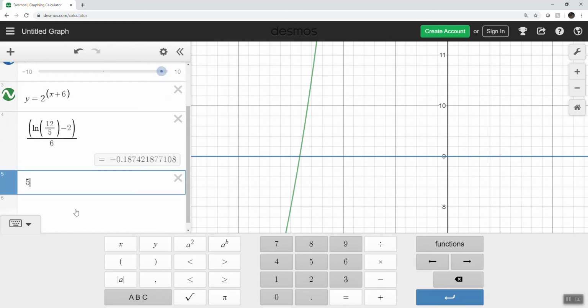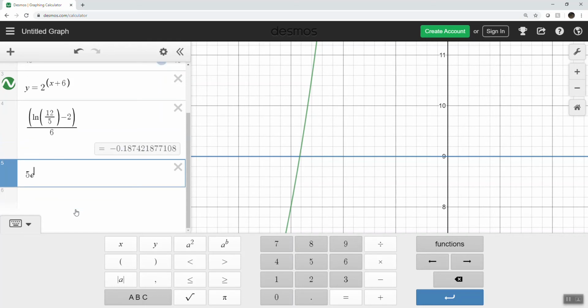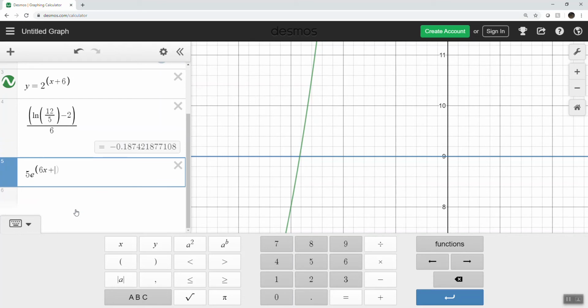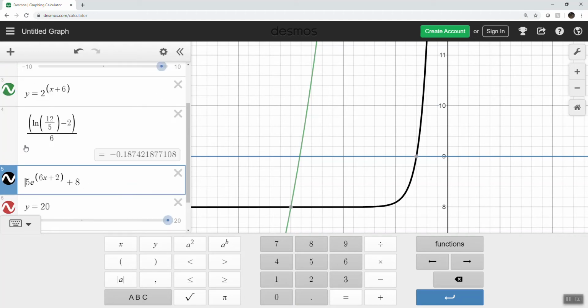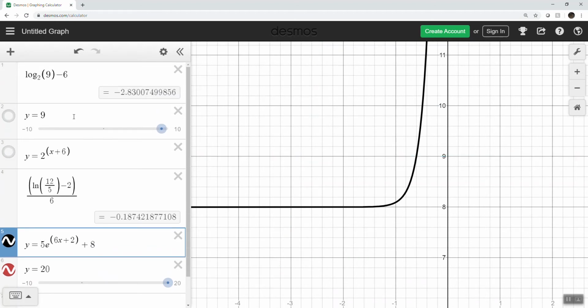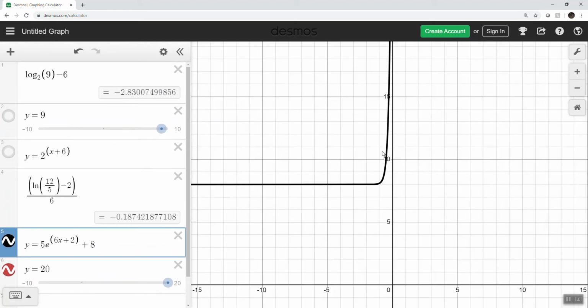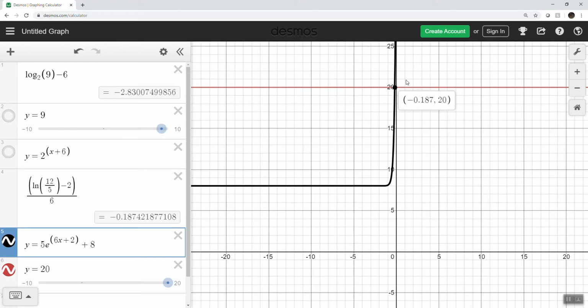Let's do a graphical method again. So I'll type in the left side, e raised to the 6x, plus 2, and that is equal to, I don't want to do that. Sorry, it was supposed to be plus 8, and then that's equal to y equals 20. I should have put a y equals over here just in case. All right, I'm going to hide all this other stuff that we got going on in here. And we need to find this intersection point. There it is. X equals negative 0.187.